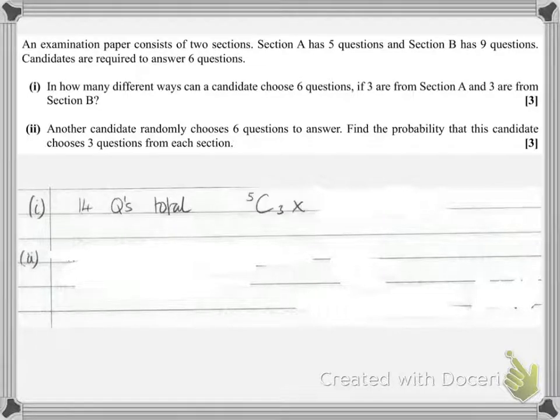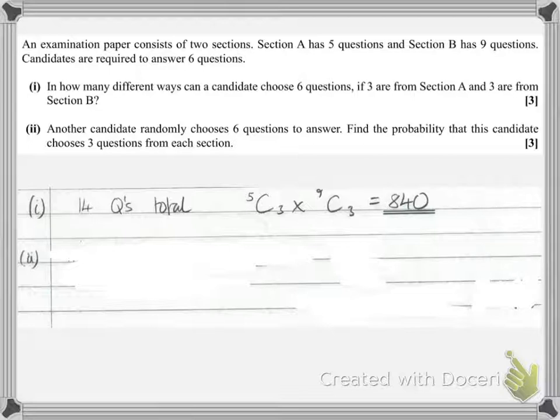So, to begin with, we've got 5C3. That's the number of ways of choosing the 3 questions from the 5 questions. Then, because we need these and the questions from Section B, we multiply. So we multiply by 9C3, and 9C3 is the number of ways of choosing 3 questions from the 9 questions in Section B. And we can use our calculator to do this, which will give us a value of 840.